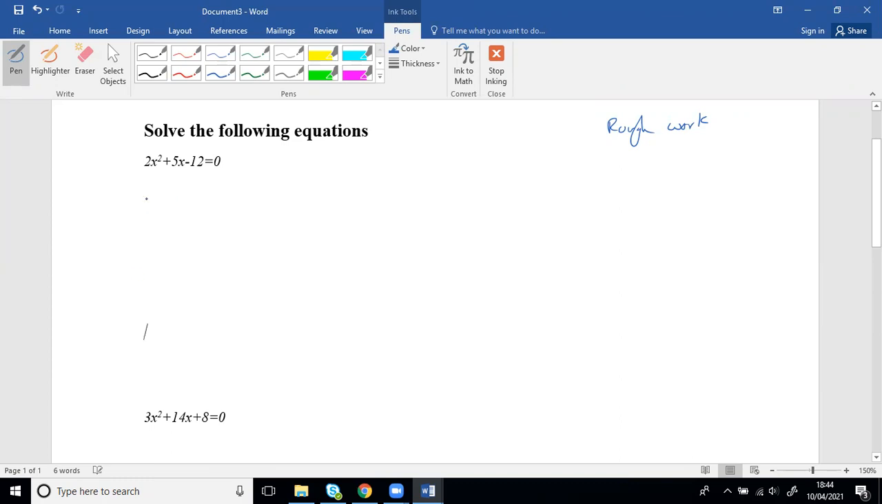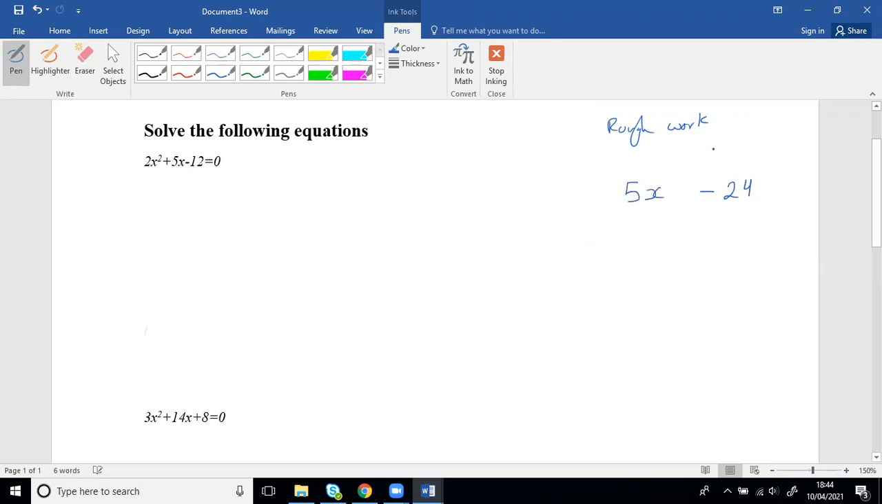What we have to do in here, the first thing we have to do is multiply 2 times by 12. So the number before x squared has to be multiplied by the last number that you see in your equation. So 2 times by 12, that would be minus 24. And you write 5x in here.